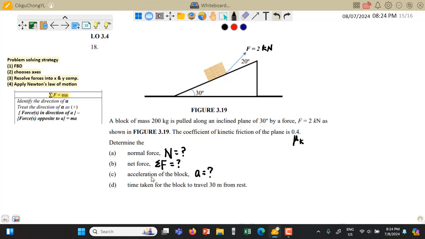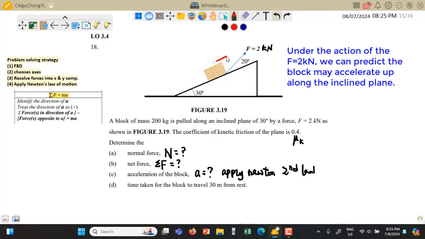Since we are going to calculate the acceleration of the block, I'm going to apply Newton's second law. And then the time taken for the block to travel 30 meters from rest. Because we want to calculate the acceleration of the block, we might predict the motion of the block. Under the action of this external force, the block might accelerate upwards along the inclined plane.